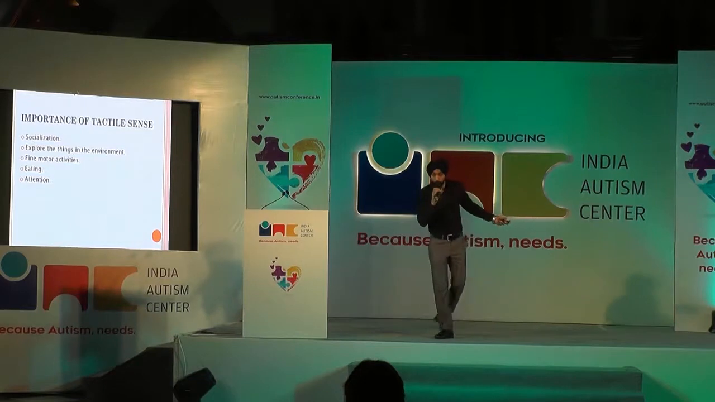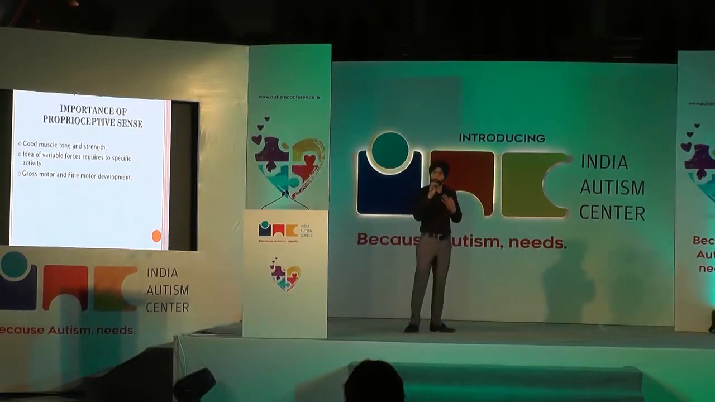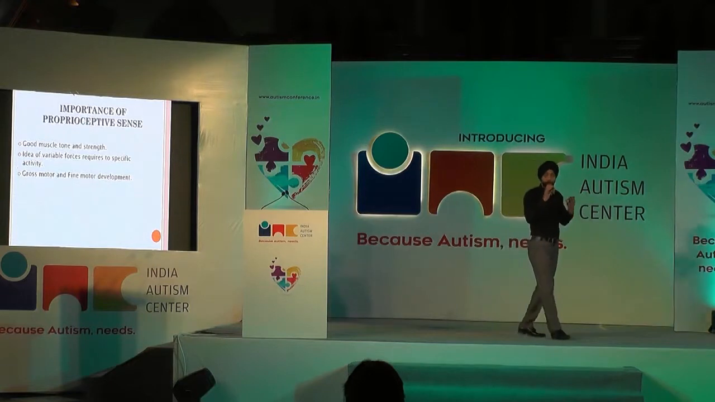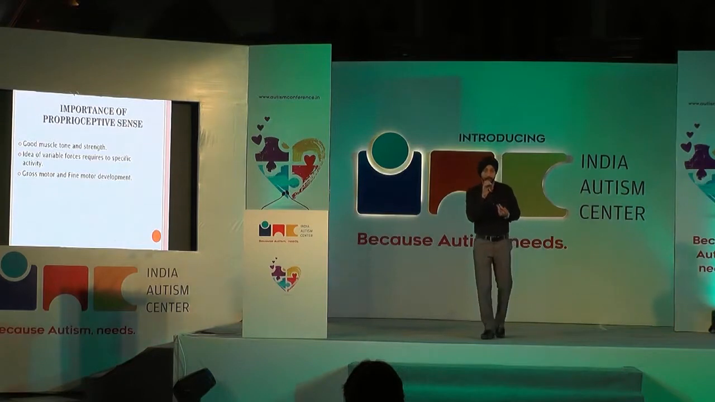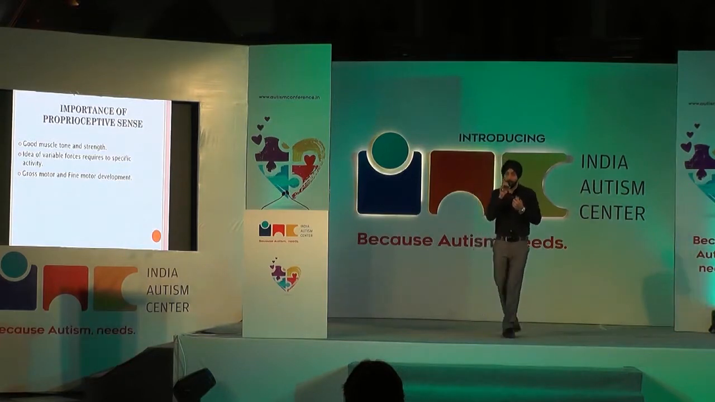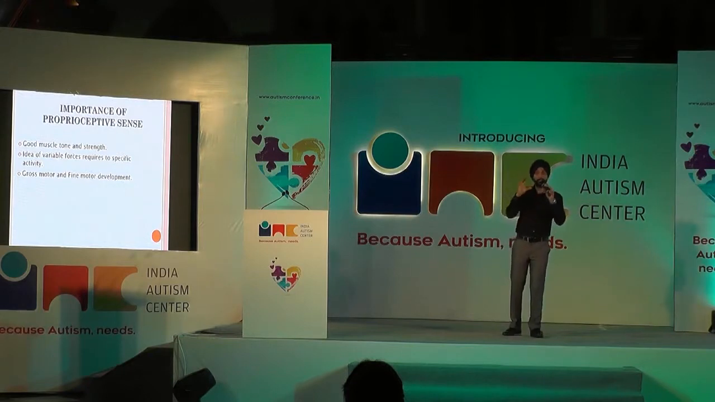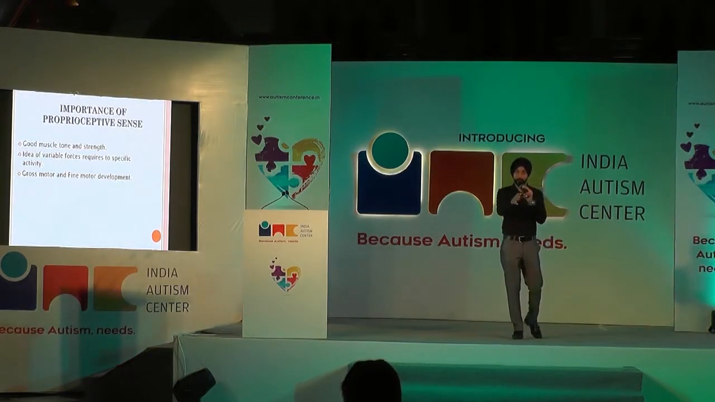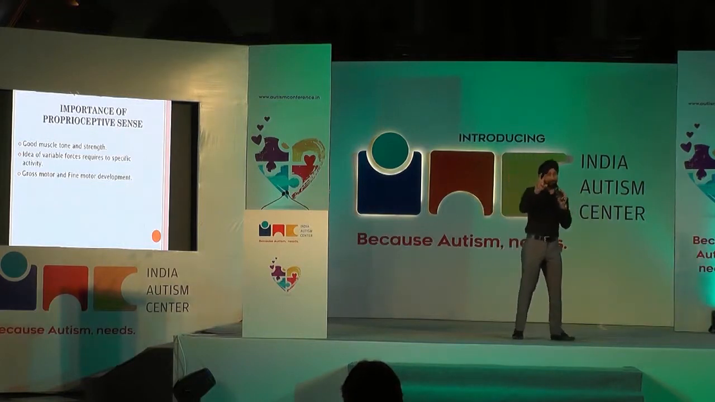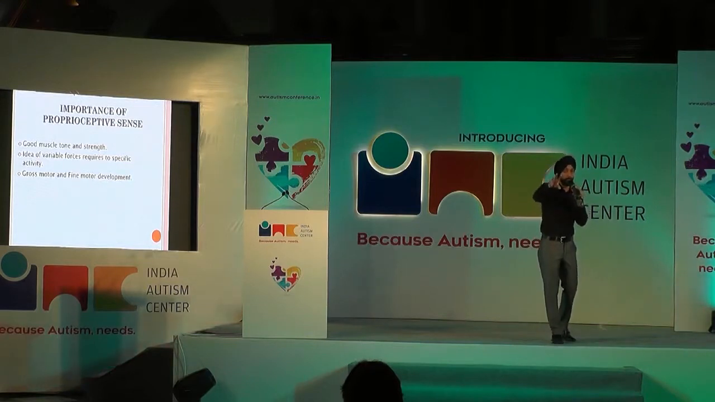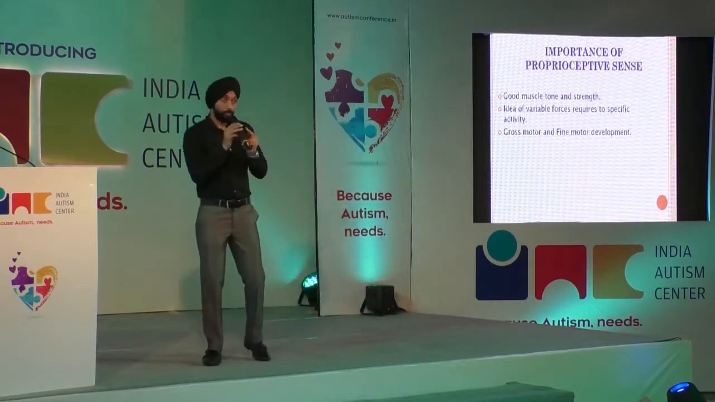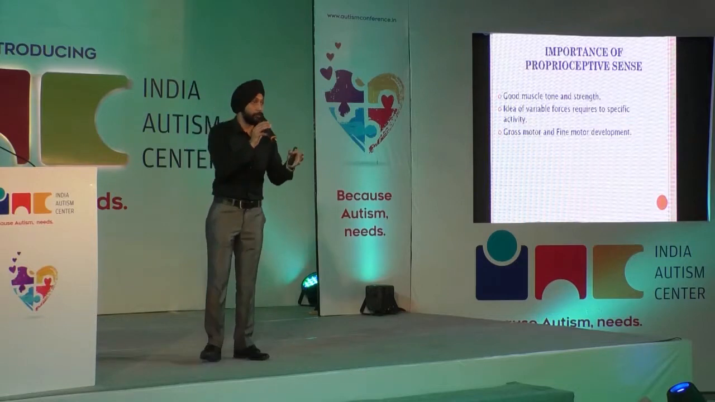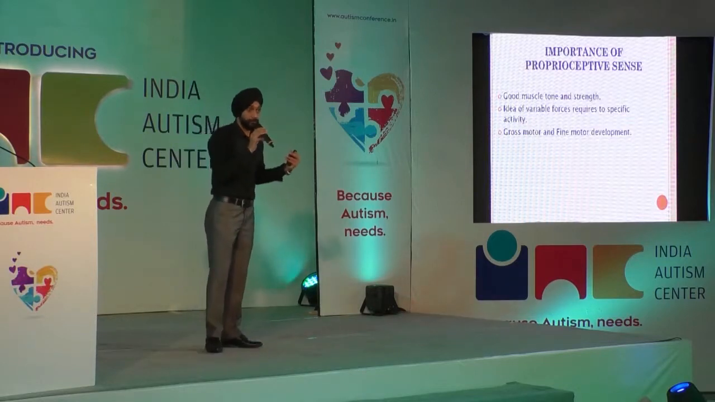Okay? So now let's move to the importance of the proprioceptive sense. Now, you need to have good muscle tone and strength. Suppose I have to throw a 5 kg ball at a distance of 2 meters. The muscle strength required will be different than throwing a plastic ball of 5 grams at a distance of 2 meters. Am I right? The muscle tone is entirely different. So, to do certain activities, you need to have good muscle tone and good strength.